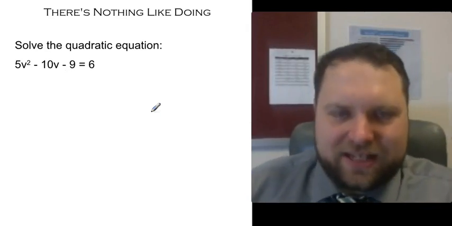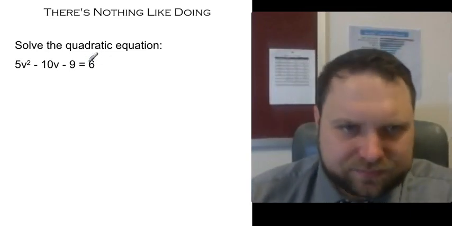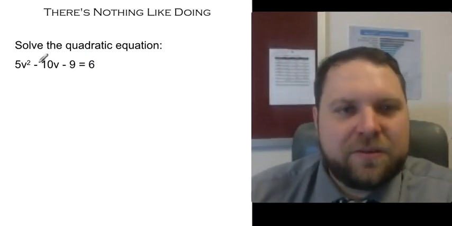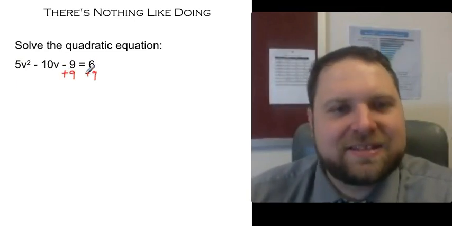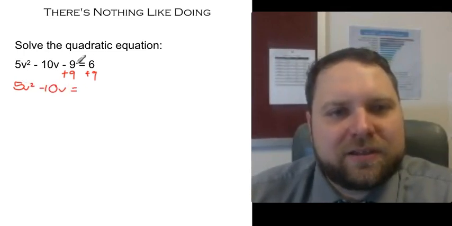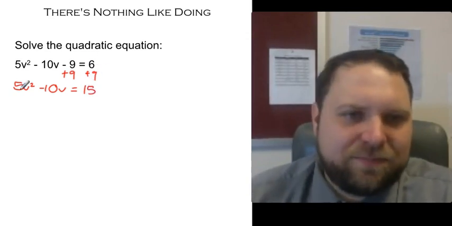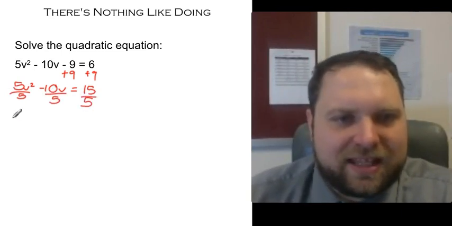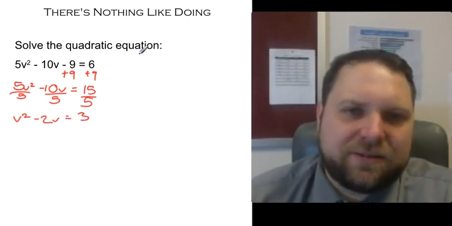Let's look at what can happen if this is not as pretty. Notice in this one, all that's happened is that I have a number that is not 0 over here. But it's all right, because what I end up doing is still just separating this c out from the rest by adding 9 to both sides. And when I do that, these cancel. 6 plus 9 is going to be 15. Now I need to divide by a to get a equal to 1. And that leaves me with v squared minus 2v equals 3.